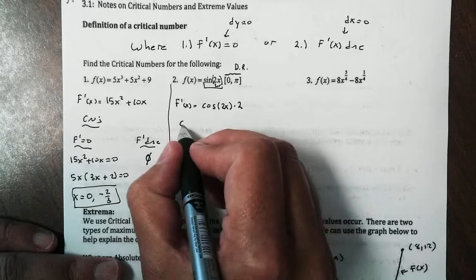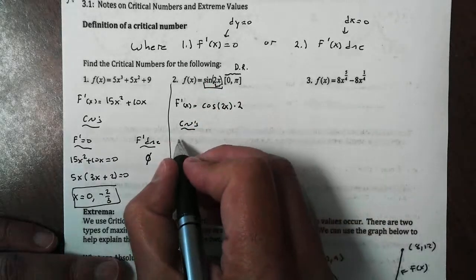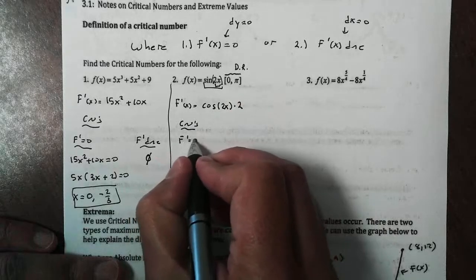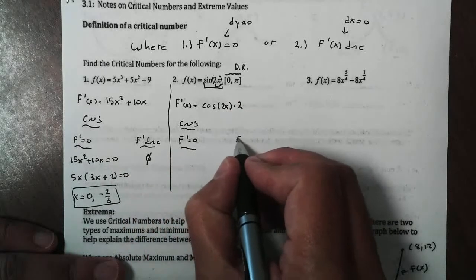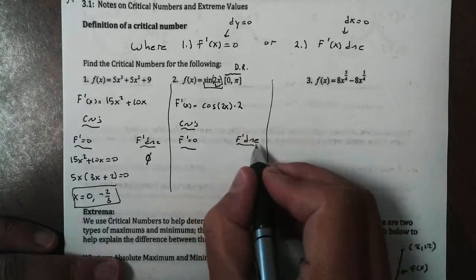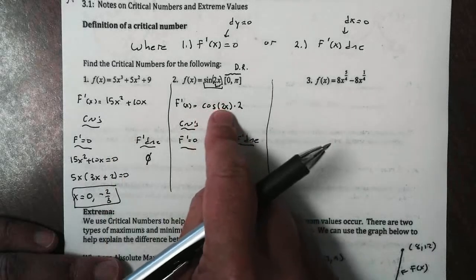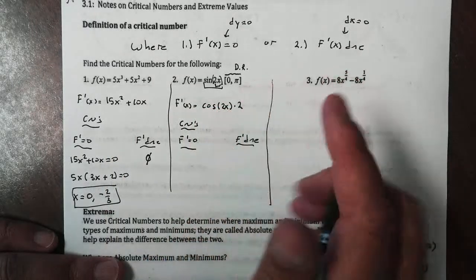Same thing, I'm going to identify that I'm looking for critical numbers by writing it out, CNs. 1, where is the derivative equal to 0? And 2, where does the derivative not exist? Now, just like the first one, are there any values for x that will make cosine not have a value? Of course not.